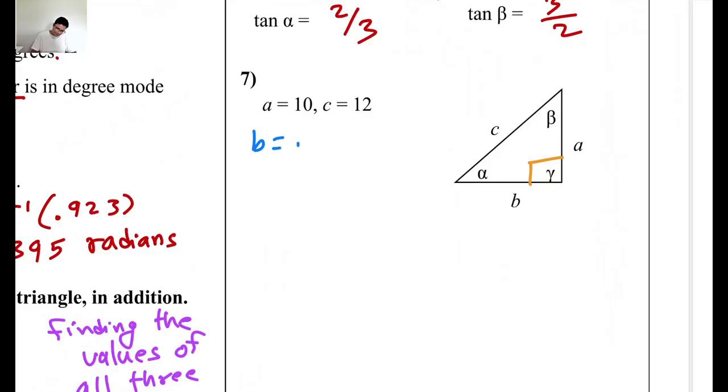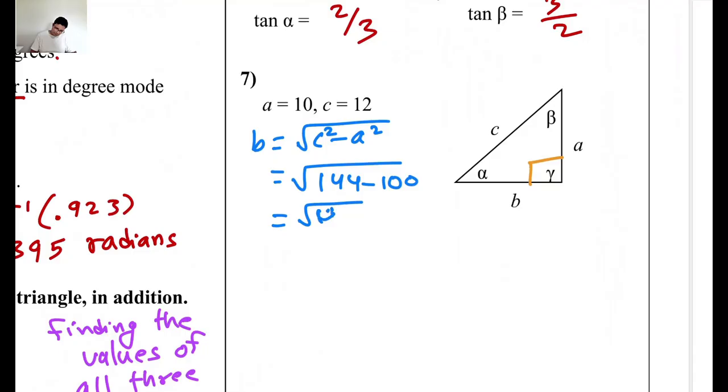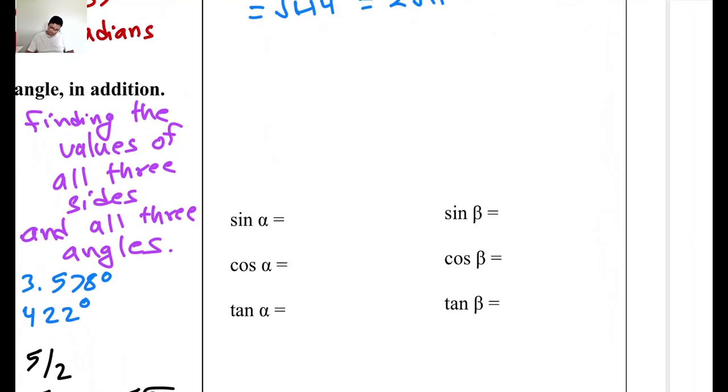B will be under root c square minus a square, because c is the hypotenuse. So that is under root 144 minus 100. 12 square is 144. Okay. 10 square is 100. So under root 44, which has 2 out of it, under root 4, and 11 times 4 is 44, right? So 2 root 11. That is B. And you can write the ratios just out of that.